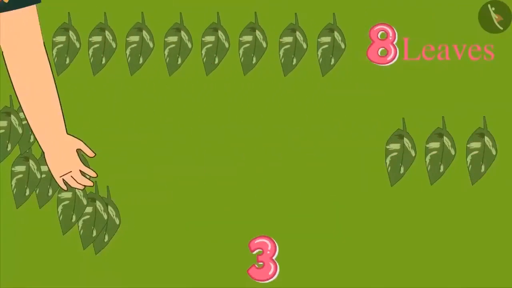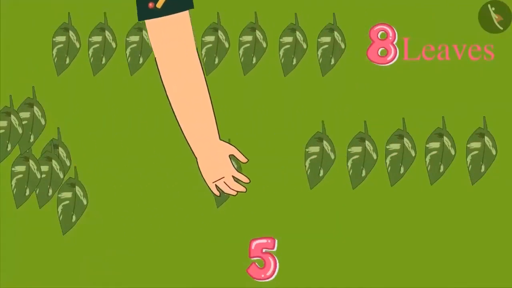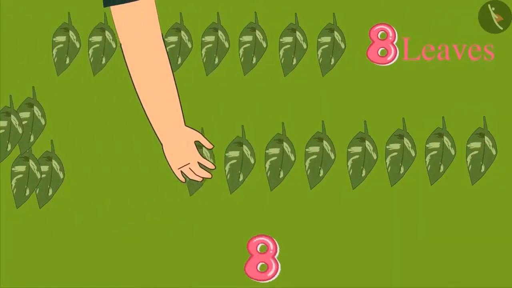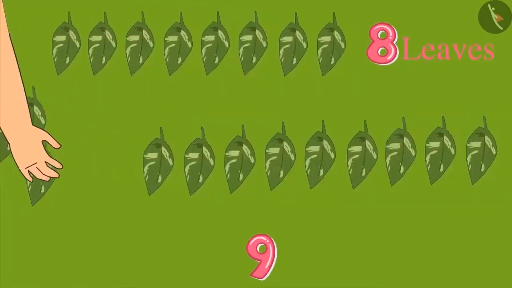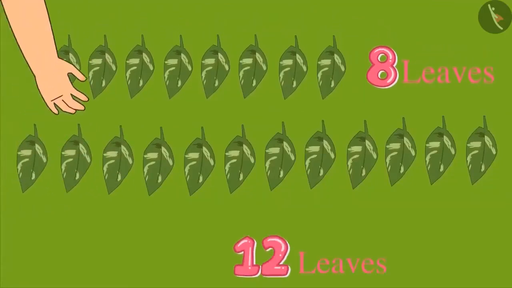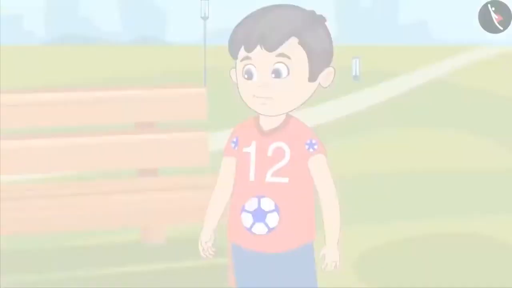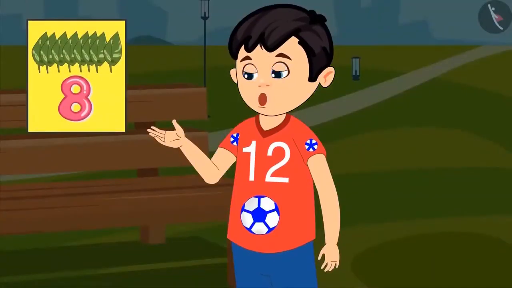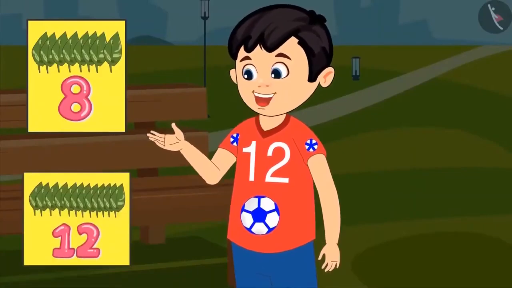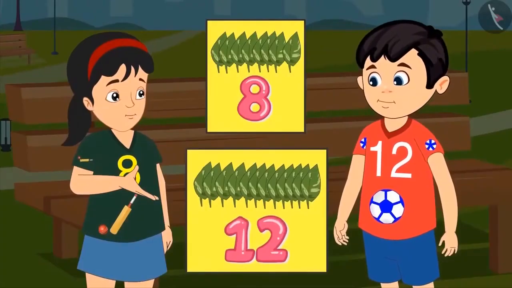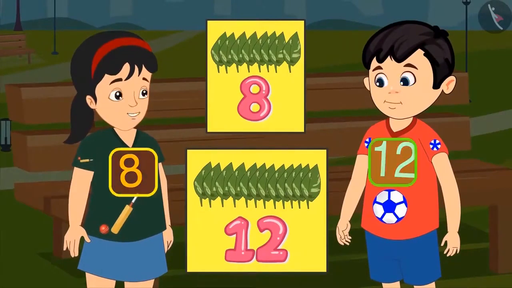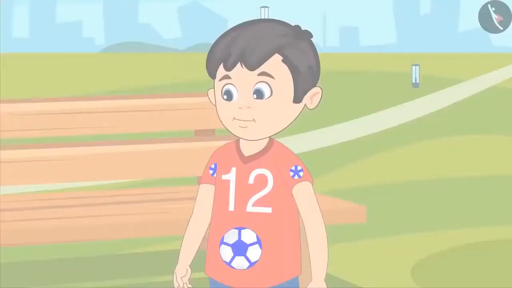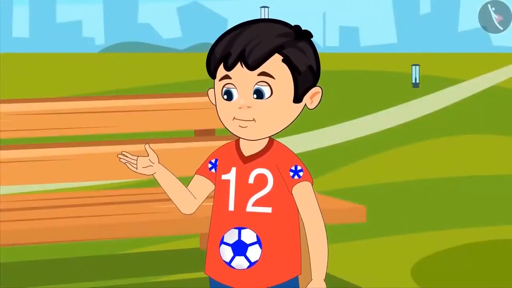1, 2, 3, 4, 5, 6, 7, 8. That's equal to the number of leaves you collected. But there are 9, 10, 11 and 12 leaves. So now tell me, what do you think? 8 leaves are more or 12 leaves are more? 12 leaves. This means that your t-shirt has a greater number written on it than my t-shirt. Yes, Pinky, you are absolutely right.